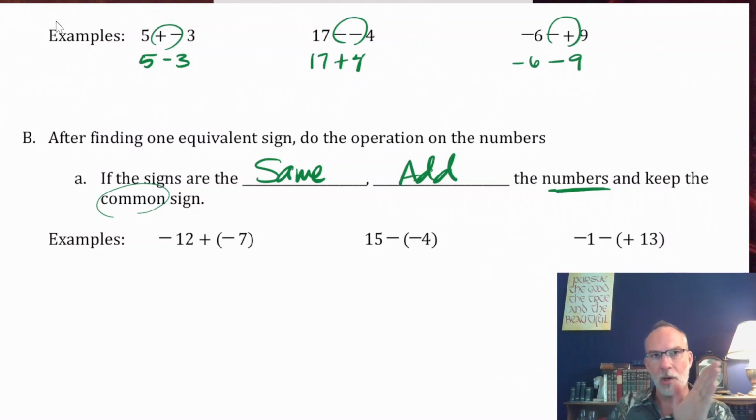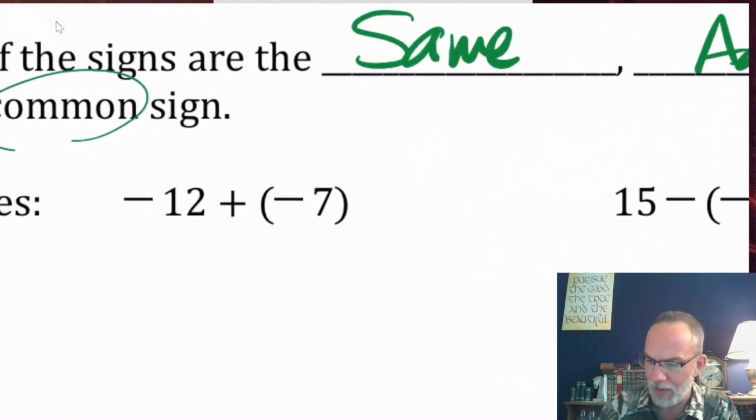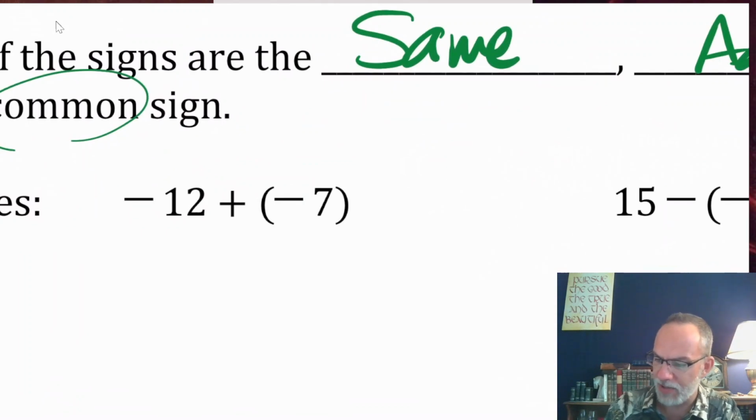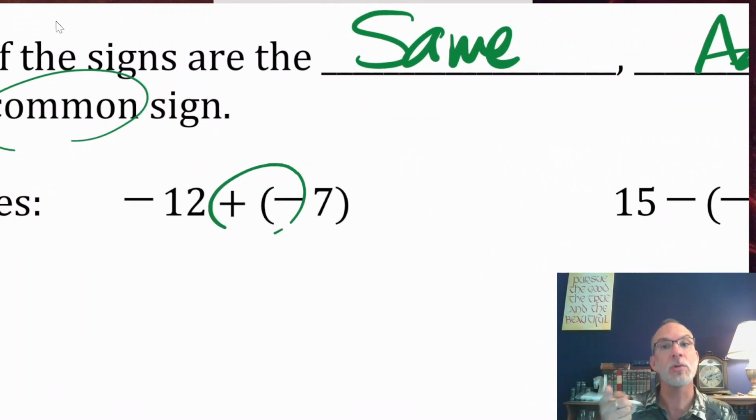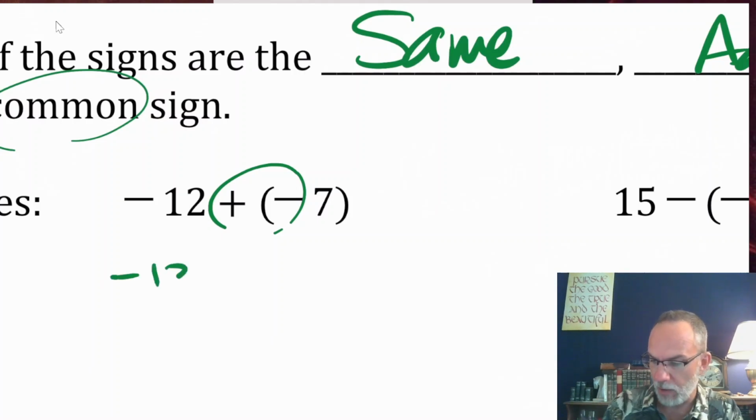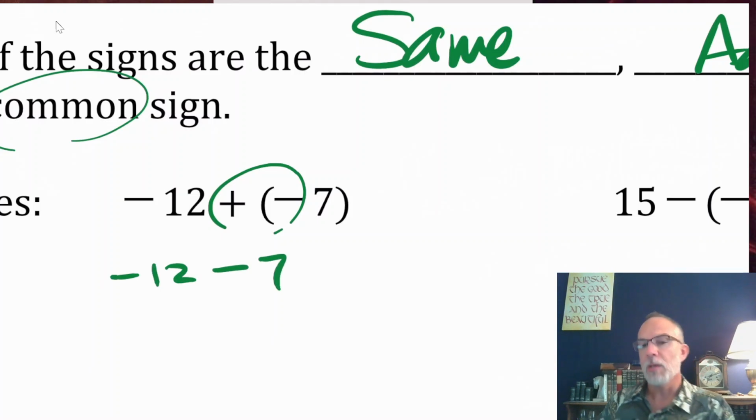And so I'm going to be alternating back and forth between thinking about the sign, positive and negative, and then thinking about the number, which does not include the sign. So, for example here, I've got negative 12 plus a negative 7. The parentheses don't matter in this case. Don't let that fool you. So the first thing I'm going to do is replace the two signs with one equivalent sign. Negative 12 minus 7.